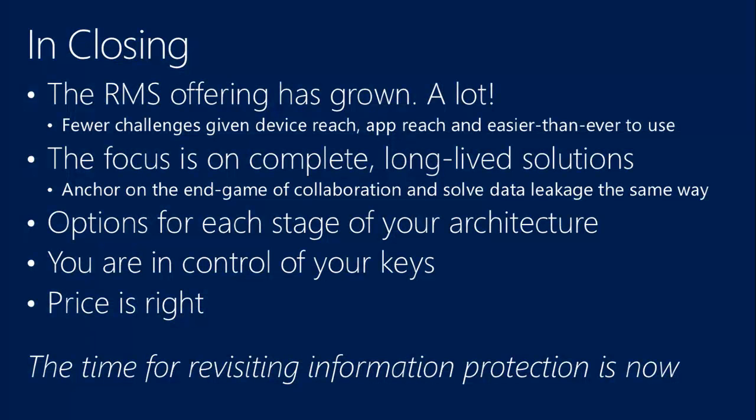And basically, the offering price is right. We're down to $2 a user per month. If you have E3, E4, A3, or A4, you get it as part of your subscription. When you also purchase the AADRM offer, it's applicable to your on-prem. If you have on-prem RMS, you'll be able to use it in either location.